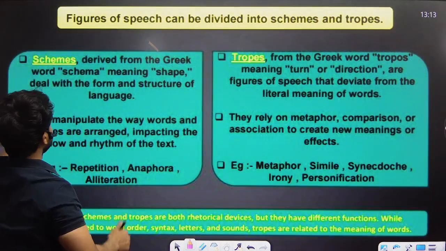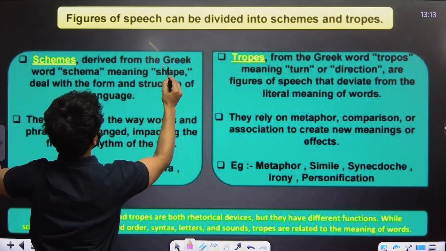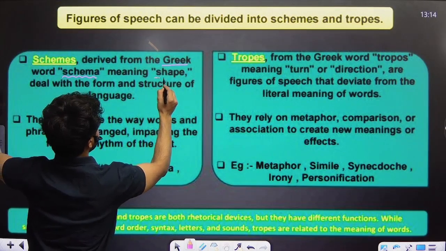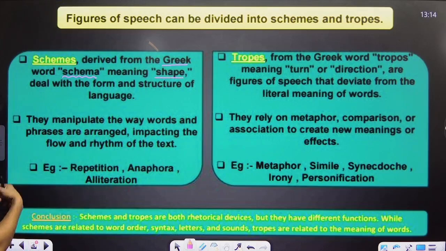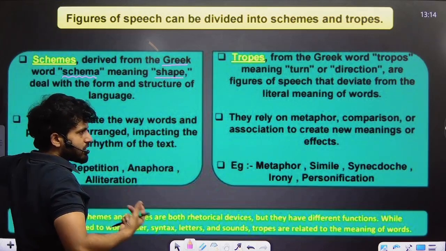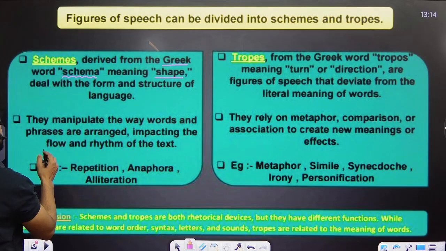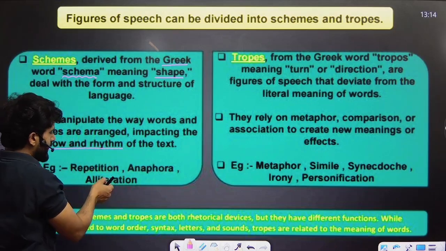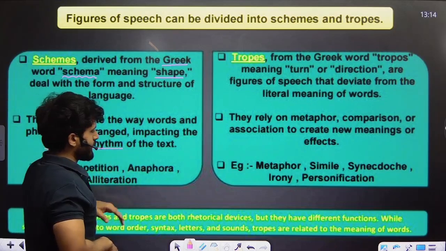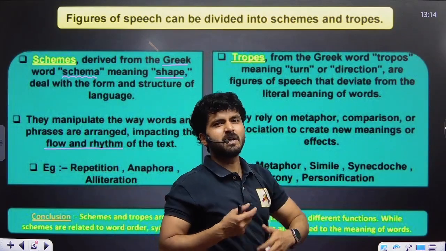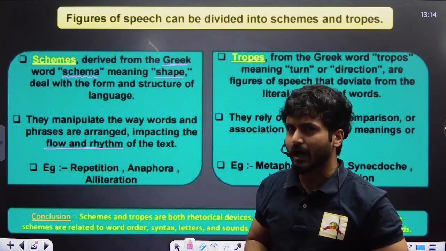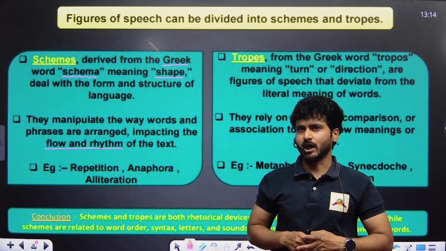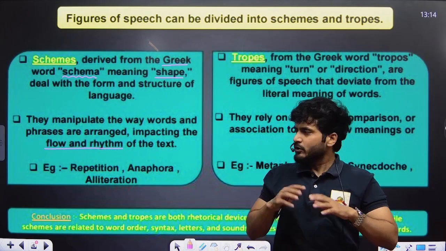As I told you, schemes are derived from the Greek word schema, meaning shape. It is the form or the change of the structure of the language, where you see a certain flow or rhythm of the text, like repetition, anaphora, alliteration. If you are not familiar with the figures of speech, have you heard about the alankar in Hindi? Anupras, upma, yugm. You have surely heard about it.